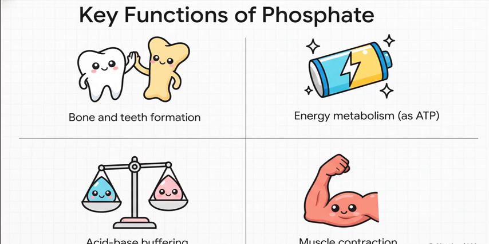So just how important is phosphate? Well, think of ATP, adenosine triphosphate. It's literally the P in our body's energy source. Without phosphate, our cells have no fuel. Simple as that. It's also a major building block for bones and teeth, helps keep our body's pH in balance, and it's needed for our muscles to contract properly.